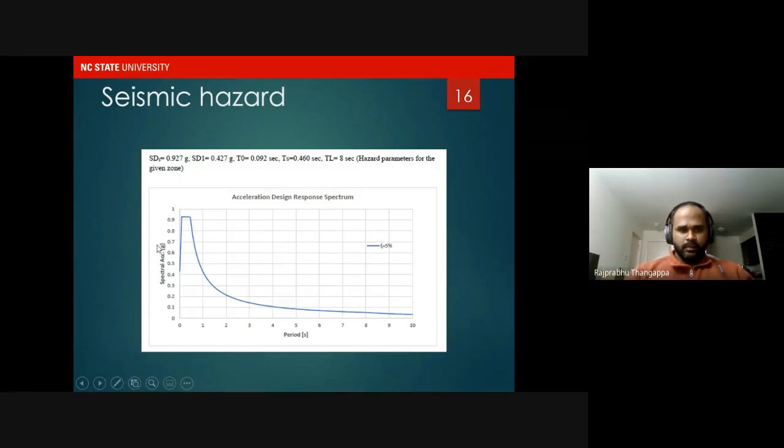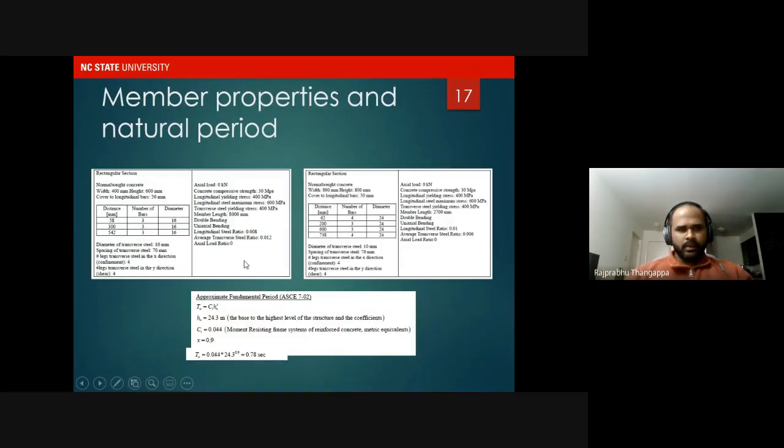So moving on, these are the member properties and the natural period calculations. On the left, you see the properties of the beam. The beams are all assumed to be 400 mm by 600 mm. The columns are assumed to be 800 by 800 mm. And the values you see here are basically the locations of the reinforcements for the beams and columns respectively.